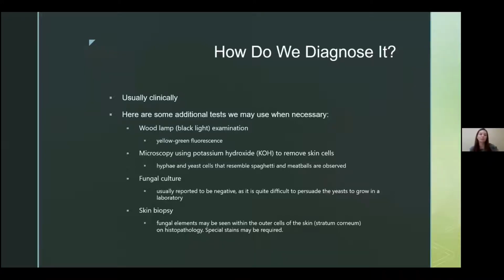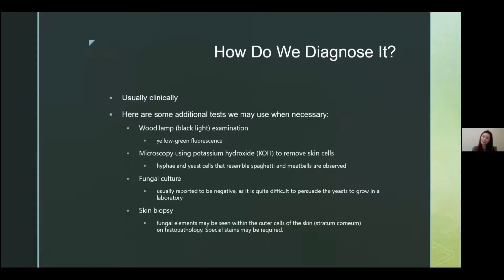So some of the things that we can use to help us figure it out would be a Woods lamp, which is a special black light that we use to look at the skin. And in this particular condition, when you turn off the lights and turn on that Woods lamp, you would see a yellow-green fluorescence. We can also scrape some of the skin cells off of the skin and put it on a slide and look at it under a microscope. And this has a very, very classic appearance of the yeast. And we usually describe that as spaghetti and meatballs.